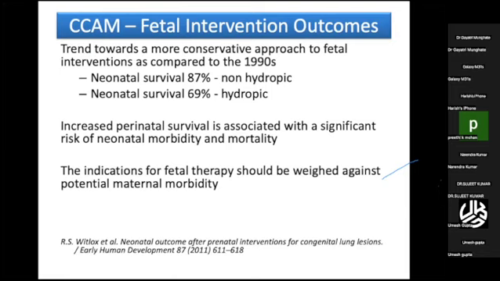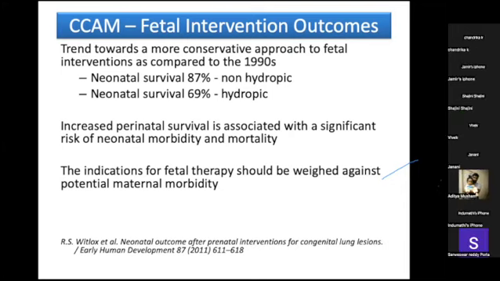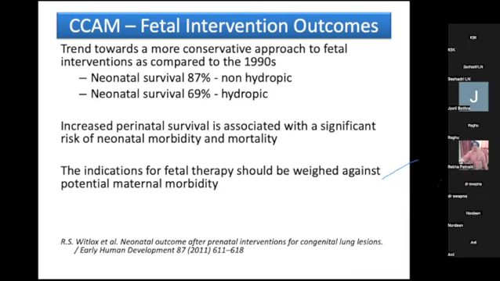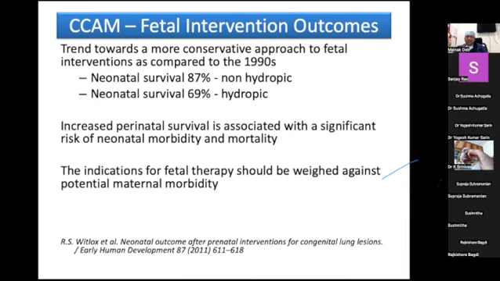The fetal interventions that are more common now are thoracoamniotic shunts, probably, or ultrasound-guided RFA or sclerosant injections. So we are tending away from more morbid and potentially morbid fetal interventions to more conservative modes of fetal intervention. Taken all together, perinatal survival with fetal intervention seems to be around 87% in non-hydropic fetuses and only around 69% in hydropic fetuses.